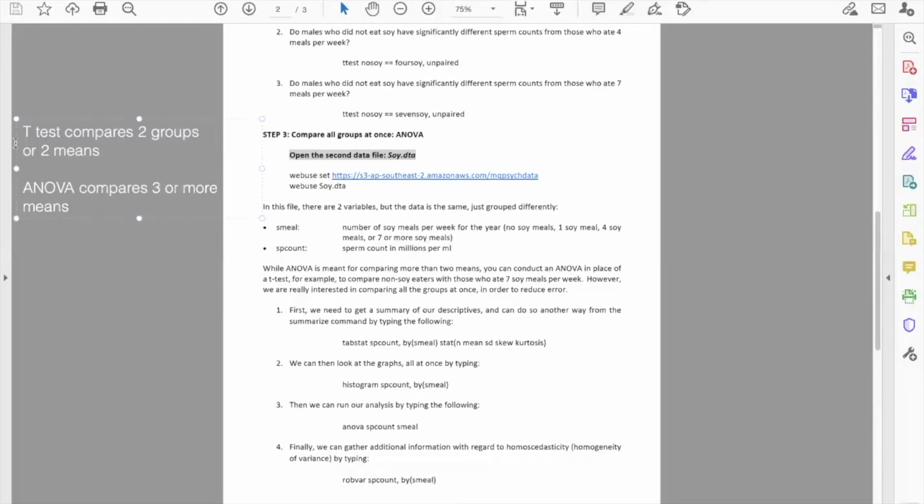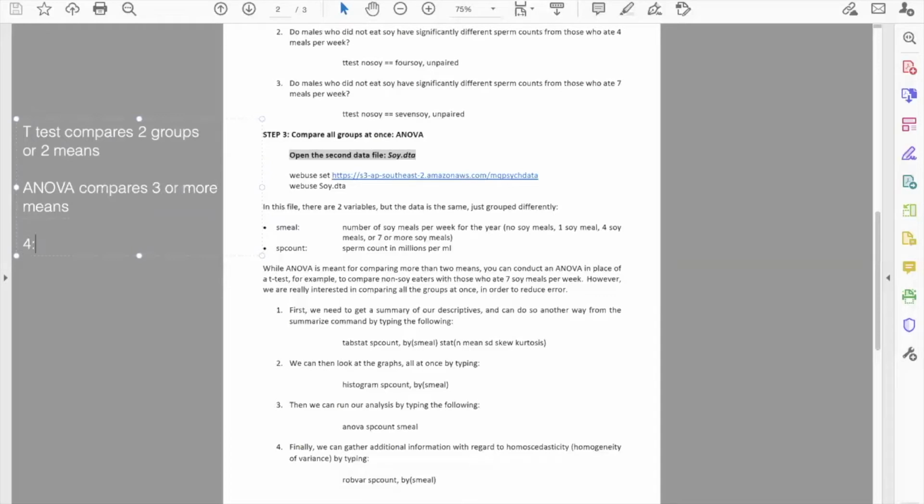All right, and now this week we're specifically running a one-way ANOVA. This simply means that we have one independent variable of interest, and specifically an independent variable with three or more levels. And levels are essentially categories. So in this case, our independent variable is exactly the same as it was in the t-test. We're still interested in whether soy meals influences sperm count. This time we have four levels of soy meals.